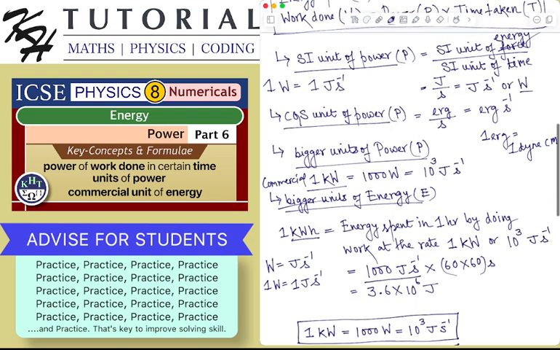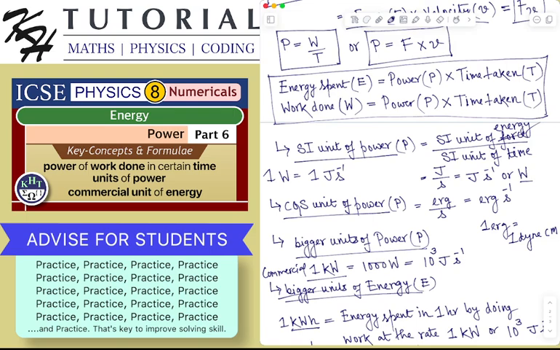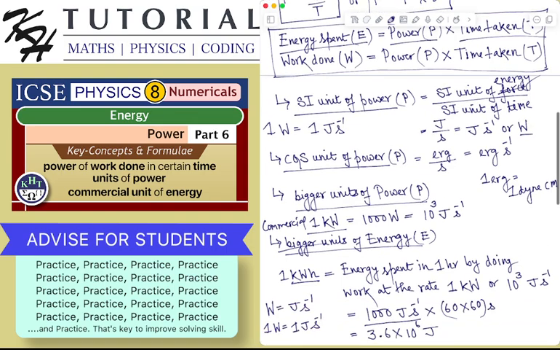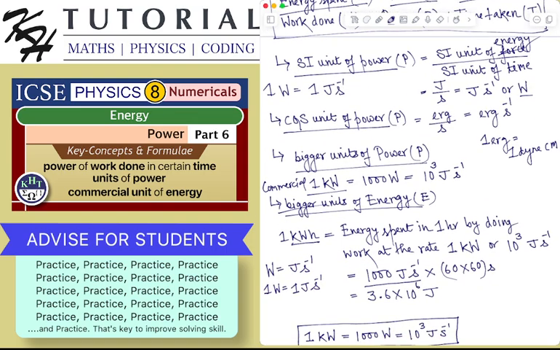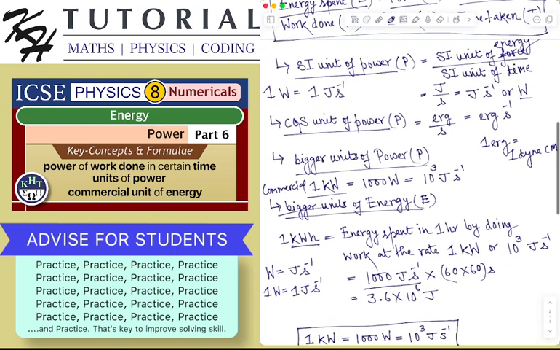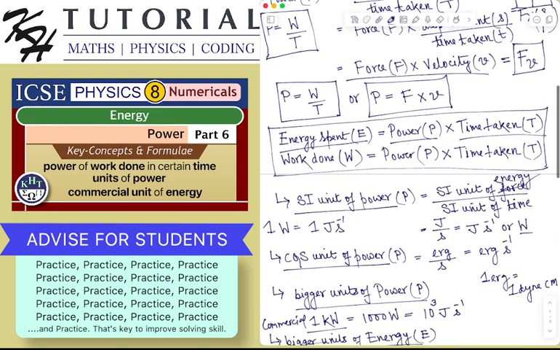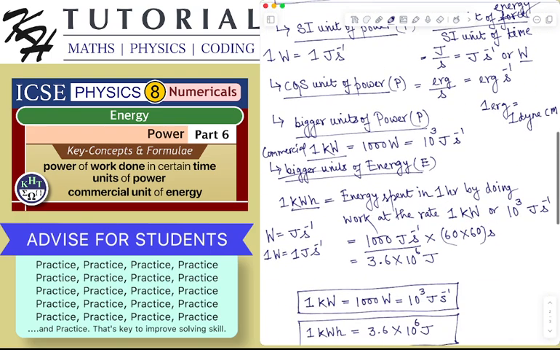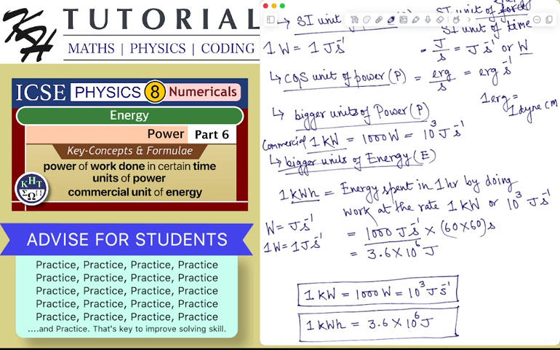This is coming from the formula: energy spent is equal to power multiplied by time taken. In this case, the power is 1 kilowatt, which is 1000 joule per second, and the time taken is 1 hour, which is 60 multiplied by 60 seconds, or 3600 seconds. That will give the total energy spent, which is 1 kilowatt hour. So 1 kilowatt hour is equal to 1000 joule per second multiplied by 3600 seconds, which comes out to be 3.6 multiplied by 10 to the power 6 joule.